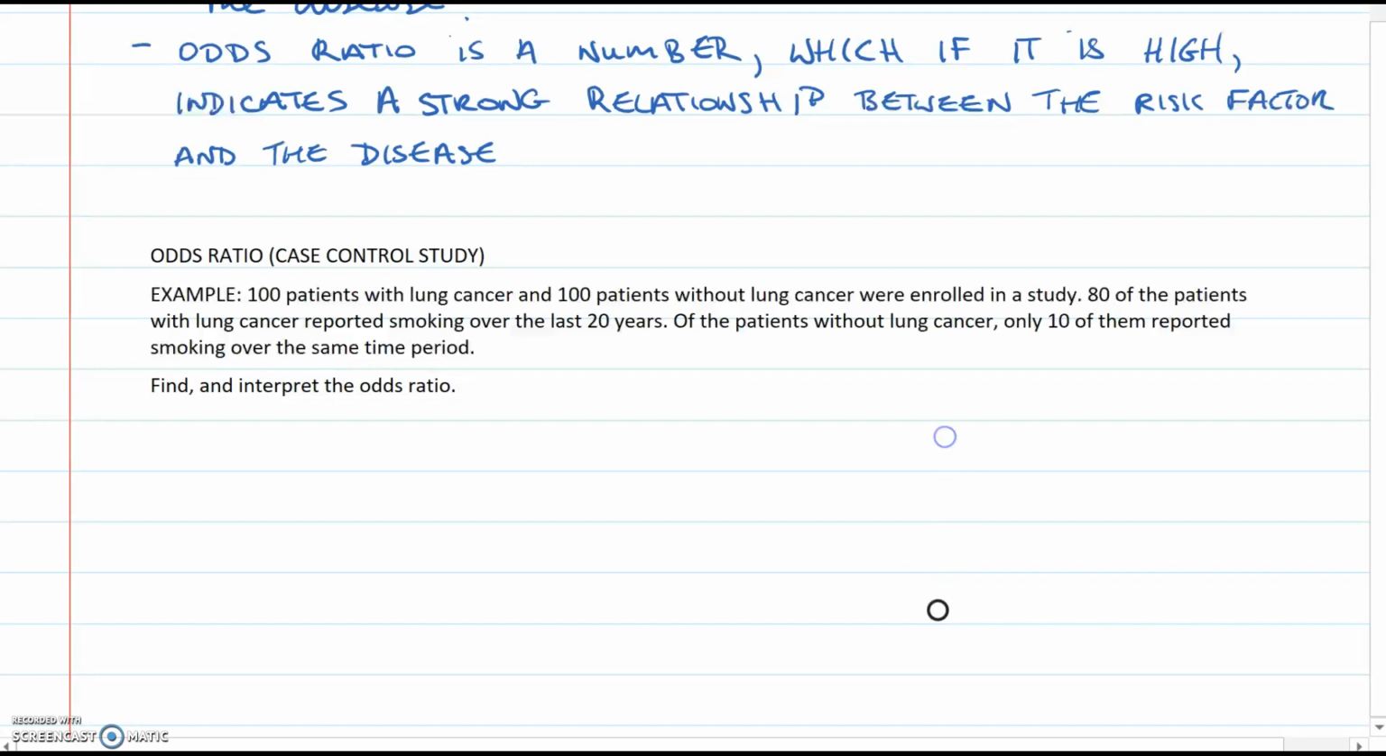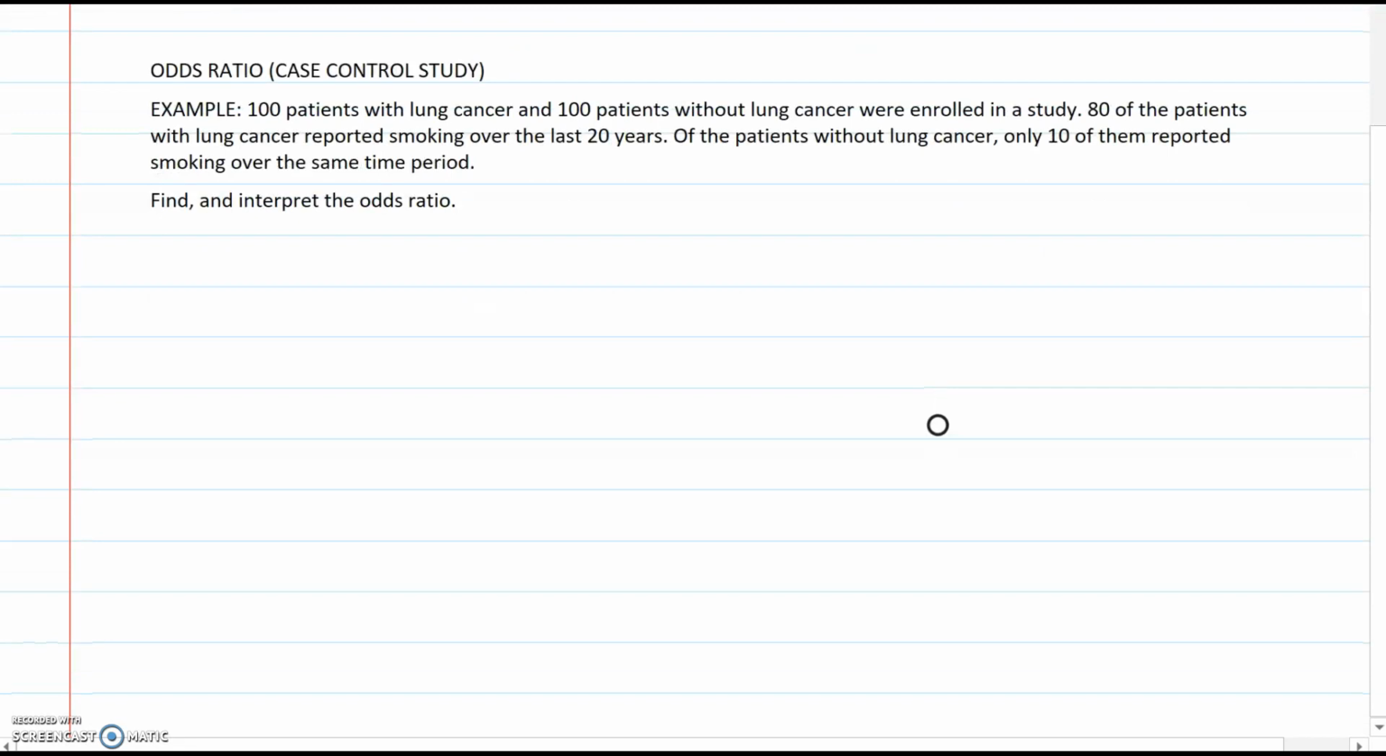So here's an example. You had 100 patients with lung cancer and 100 patients who don't have lung cancer in a study. 80 of the patients who have lung cancer reported smoking over the last 20 years, so they've been smokers for the last 20 years. But of the people who didn't have lung cancer, only 10 of them reported smoking over the same time period. So what I'm going to try and do here is find the odds ratio, that's the calculation part, and then try and tell you what it means. Okay. So you mentioned in the text a two-way table, and we're going to draw that now.